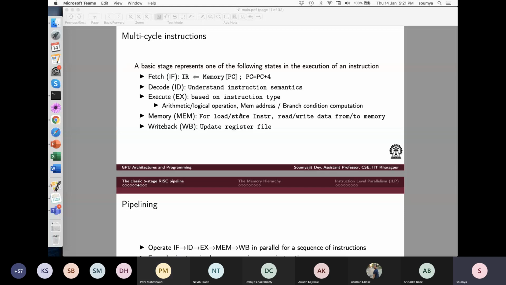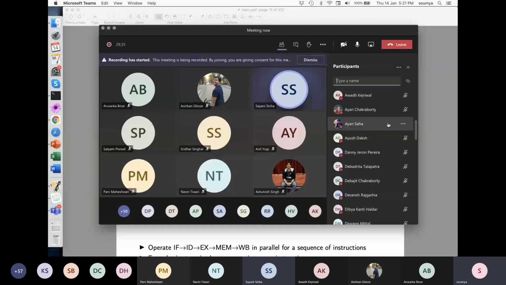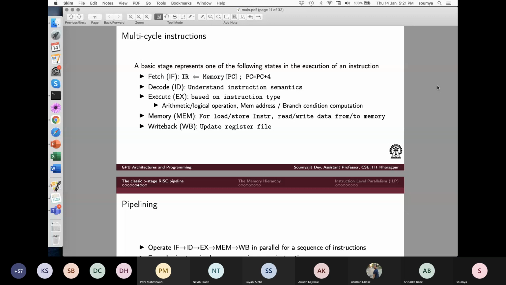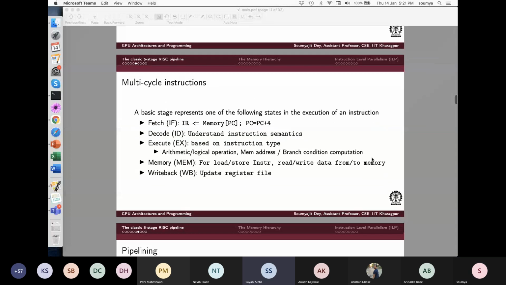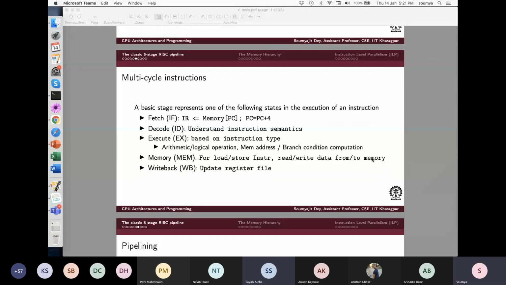Fine. Can I try? Yes, sure. Sayoni, okay, please. First, we need to fetch the instruction from memory. After that, the decode phase will make us understand what is the operation we need to perform and what are the addresses from which we need to fetch the data. Maybe from register the data will be fetched, and then in the ALU unit we will execute those operations that need to be performed on the data.